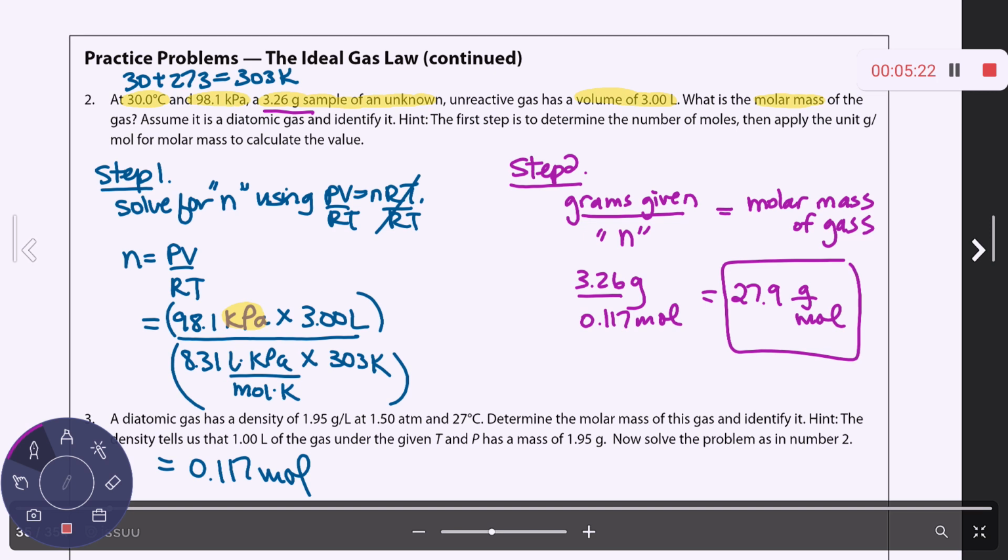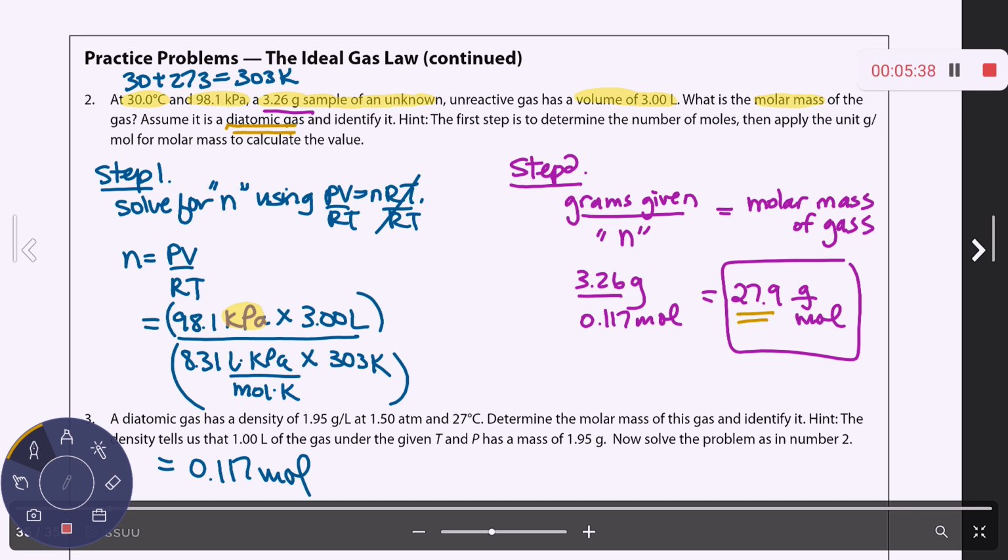A common question that you will get is they'll ask you to identify the gas. They'll be like, hey, what gas is it? Okay, well, look at your periodic table. The gases are on the right-hand side. They gave us a hint. They told us it's diatomic. The diatomic elements are N, O, F, and Cl.